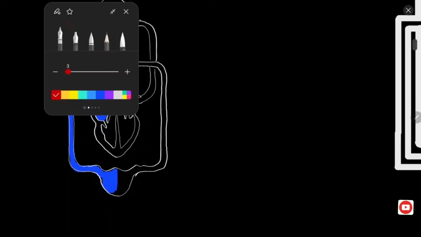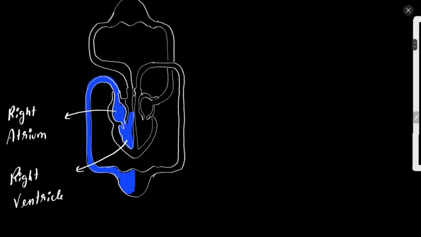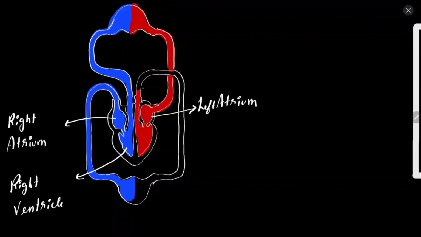Here we can see that the deoxygenated blood from system goes to right atrium and then into the right ventricle, and when the ventricle is contracted, the blood is pushed towards the pulmonary artery and goes to the lungs where the blood gets oxygenated and returns to the left atrium, and from left atrium the blood goes to left ventricle, and from ventricle it goes to aorta into the systemic circulation.